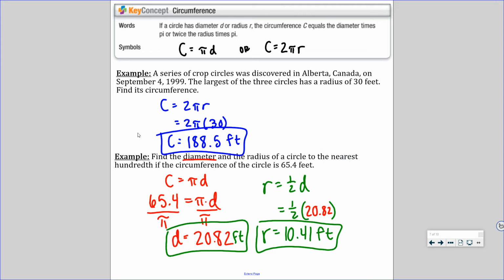Circumference would also be feet, because we're talking about essentially perimeter or distance around. Feet squared would be if we were talking area. Okay. Good on that? Everybody know how to use their pi button?